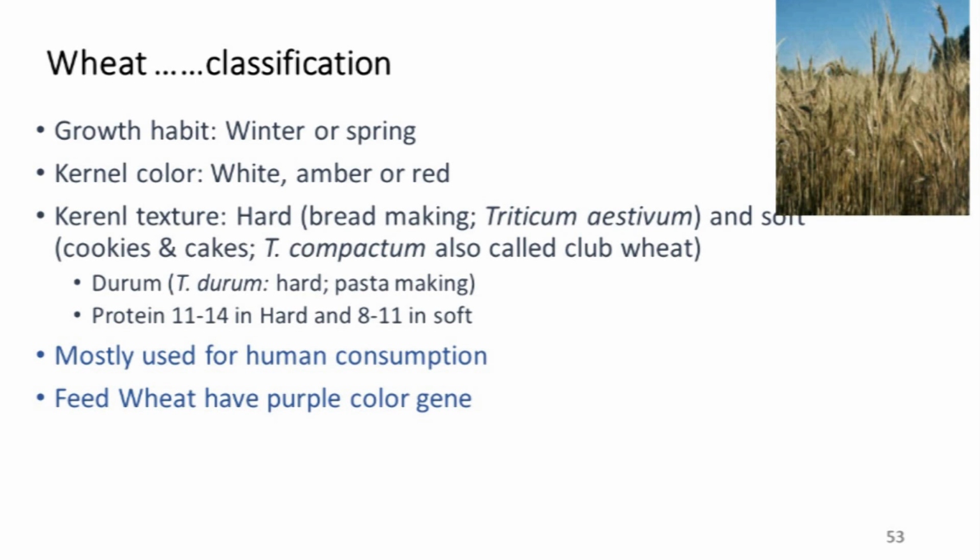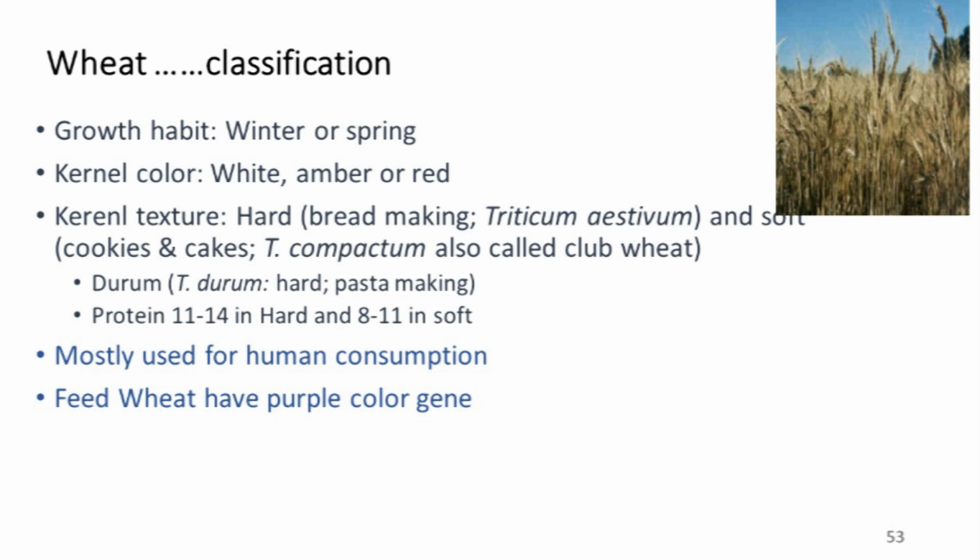Its protein content is again up to 12% in the local type, but if we look at the wheat which is available internationally, it can go up to 14%, and hard wheat is up to 11%. It is mostly used for human consumption in Pakistan. Use of wheat in animal diet is banned by the government. But when it is available in excess, then yes, we can use wheat as a feed.